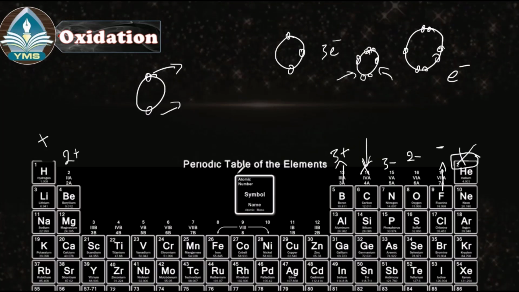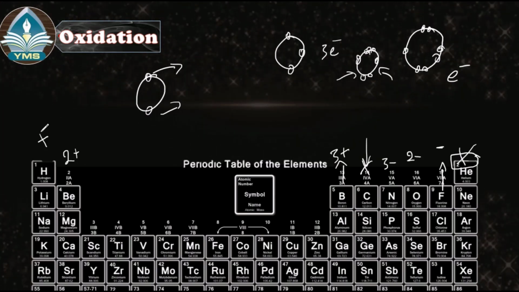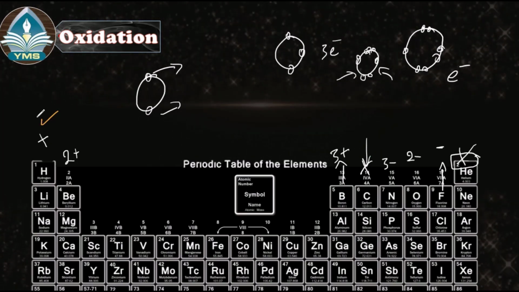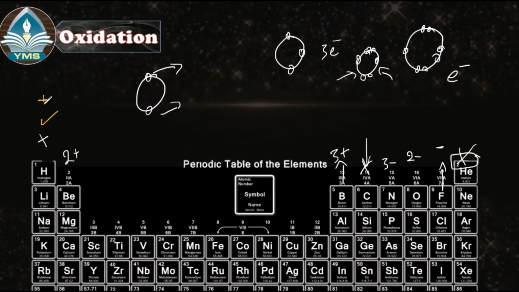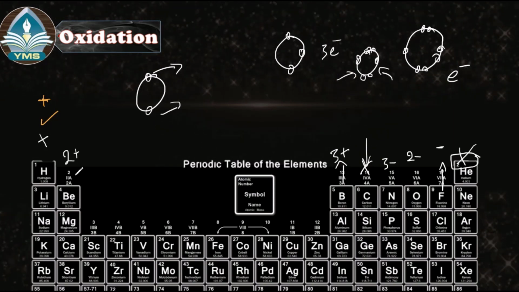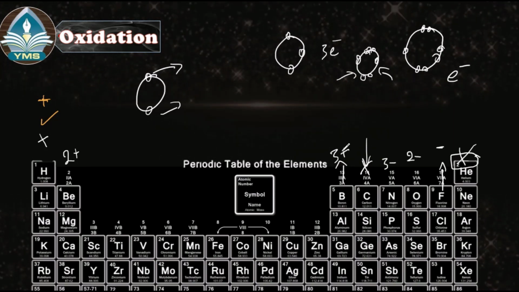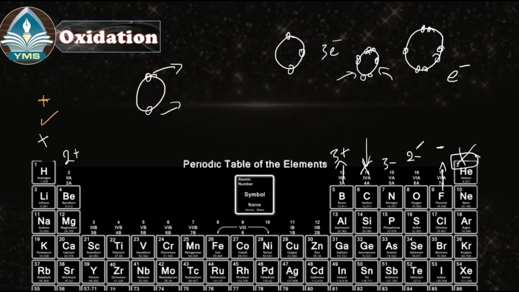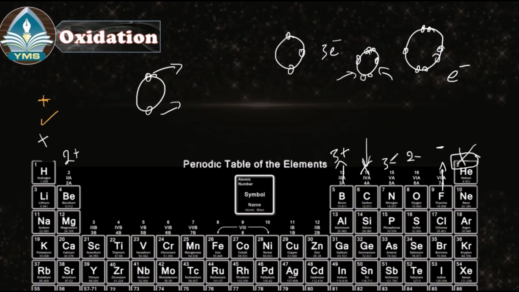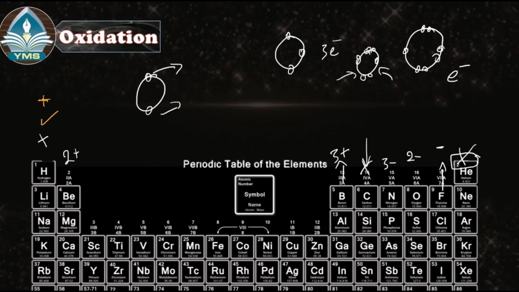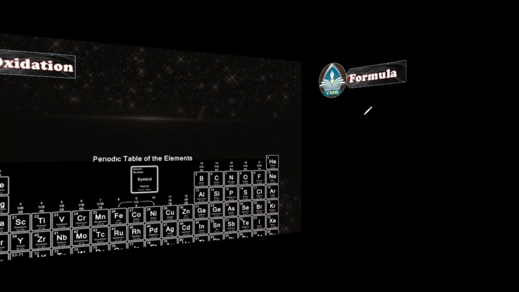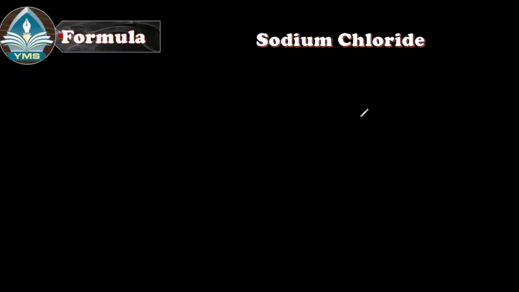What we need to know is only the oxidation numbers. Elements of group 1, 1 positive. Elements of group 2, this is 2 positive. Group 3, 3 positive. Group 7, 1 negative. Group 6, 2 negative. Group 5, 3 negative. And now we know how to find the oxidation number of these elements. We can use them to write a chemical formula of a compound.